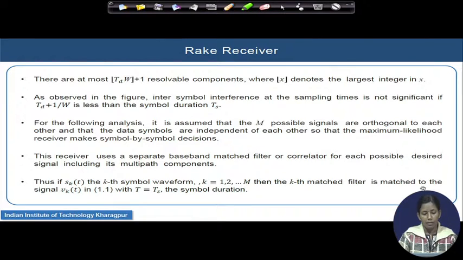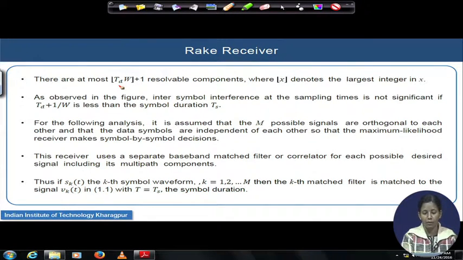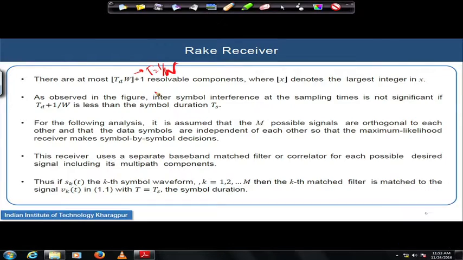So, in such a situation, we can expect at most the number of resolvable multipath components to be T_d into 1 by T, where 1 by W is equal to T. This is the period by which the sampling is going on inside the Rake receiver, or the match filter bandwidth, I should say.